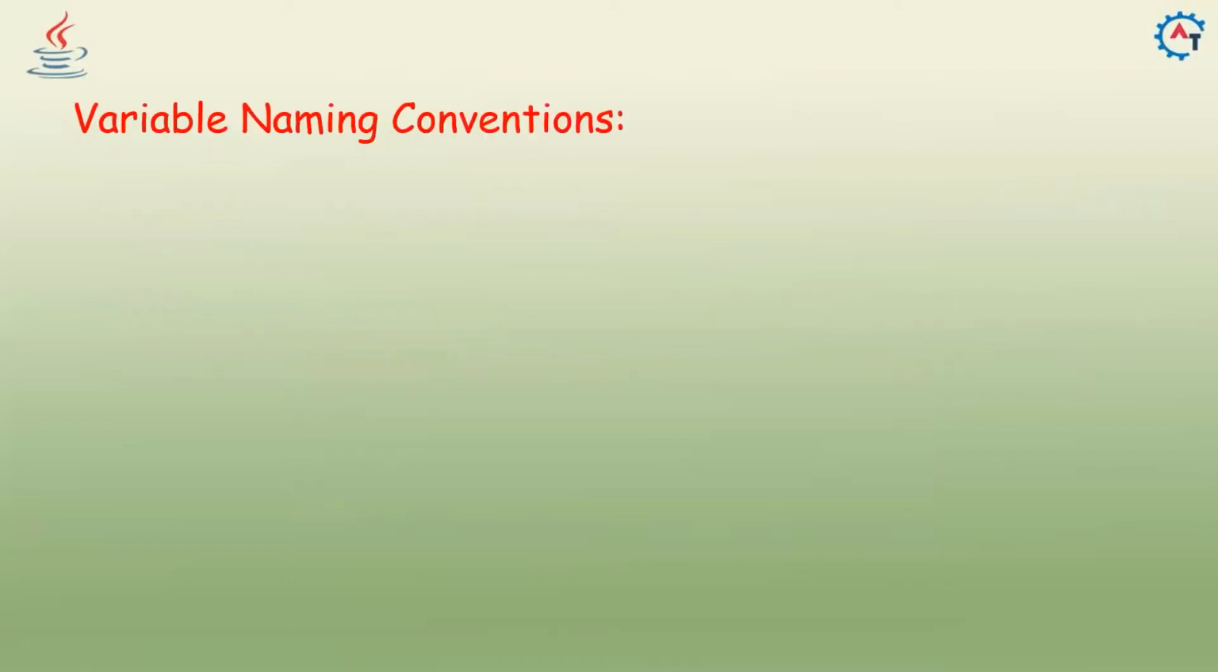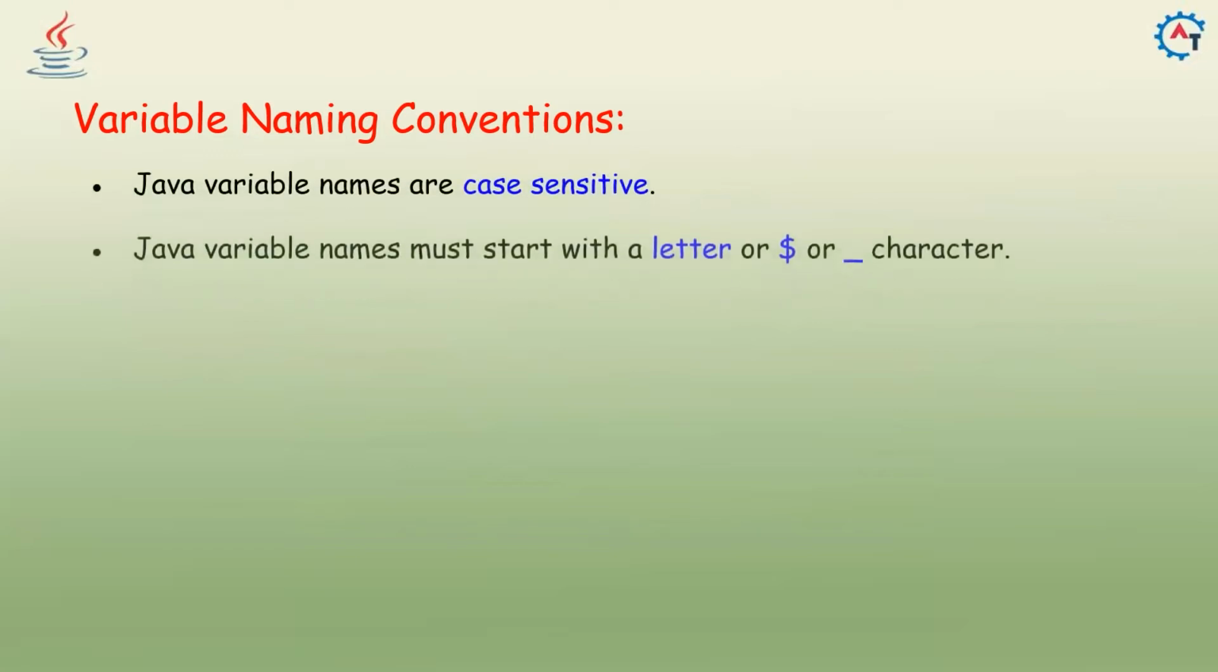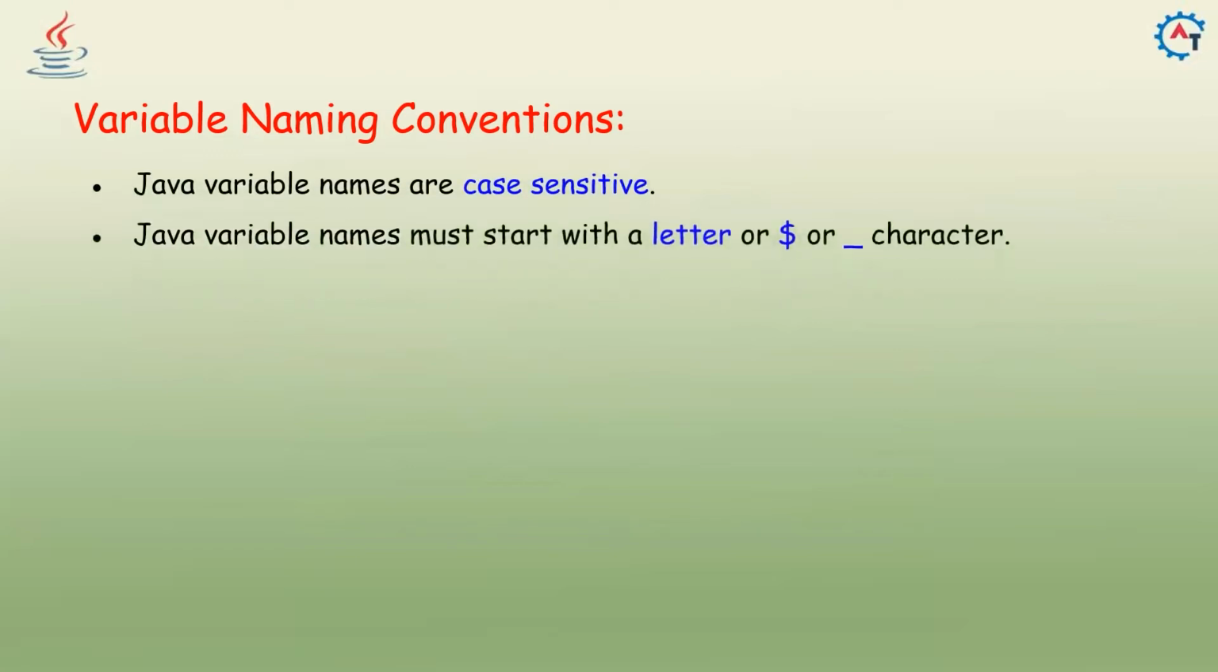Variable naming conventions: we already discussed these in our previous video on Java naming conventions, but again, Java variable names are case sensitive. Java variable names must start with a letter, or a dollar or underscore character.